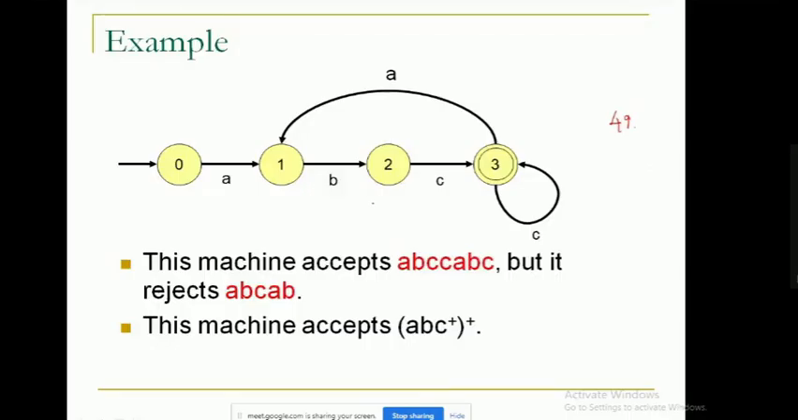Can you tell one string which is accepted by this finite automata? Harshal. Any one string which is accepted by this automata. ABC. Very good, ABC. A string that is ending with C. Okay, good. ABC, correct.